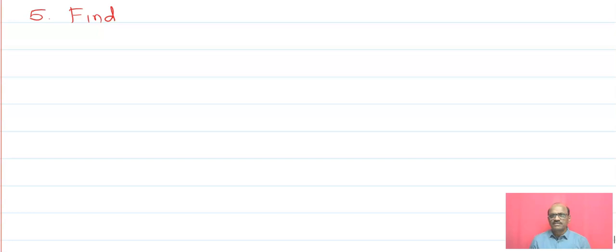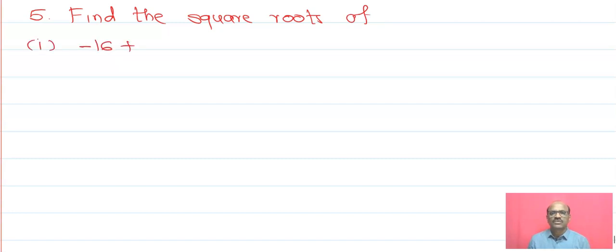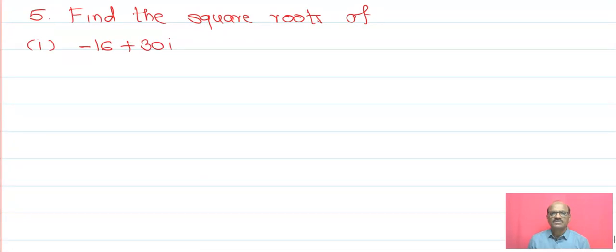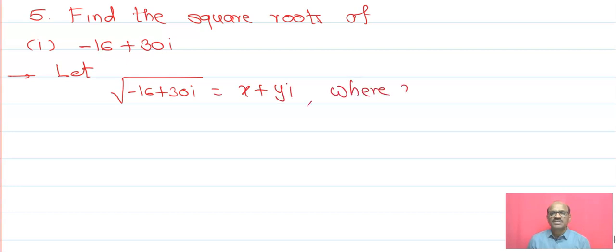Now the question number 5. Find the square roots of minus 16 plus 30i. Let minus 16 plus 30i is equal to x plus yi, where x and y belong to the set of real numbers.